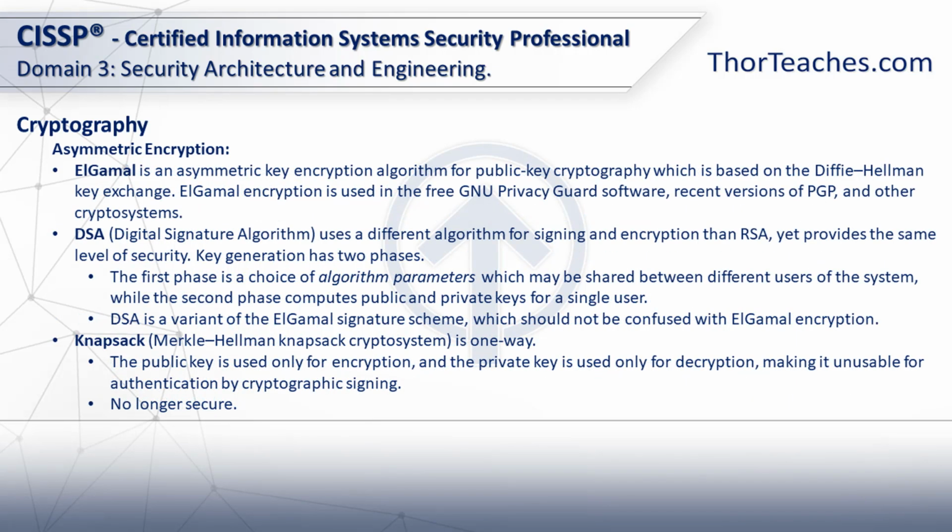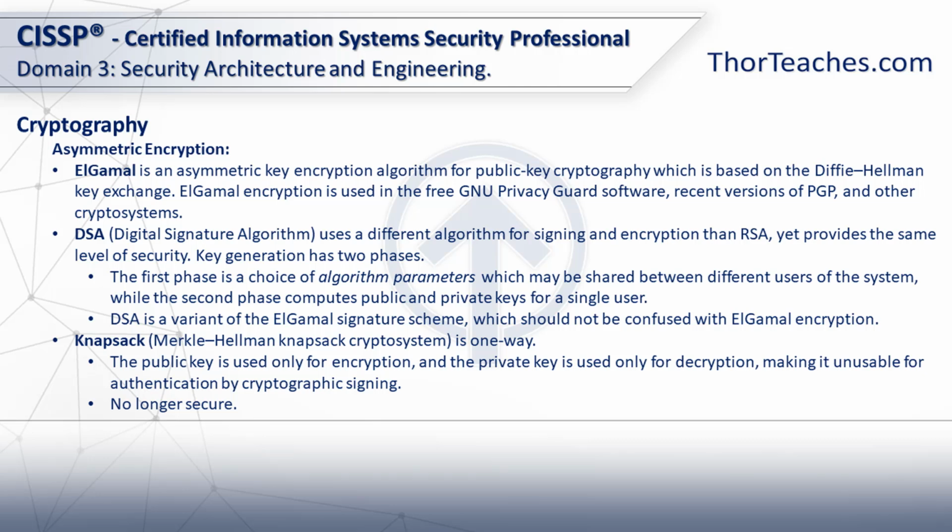ElGamal, like the others, is asymmetric encryption used for public key cryptography. It's based on the Diffie-Hellman key exchange, and it's widely used in the free GNU Privacy Guard software, recent versions of PGP, or Pretty Good Privacy, and other current crypto systems. DSA, or Digital Signature Algorithm, uses a different algorithm for signing encryption than RSA does, but it still provides the same level of security. In the first phase, we choose the algorithm parameters that are shared between the different users of the system, and in the second phase, it calculates the private and public keys for a single user.